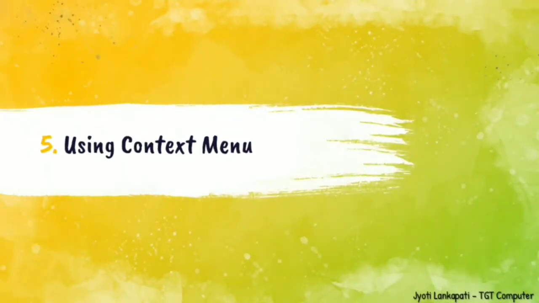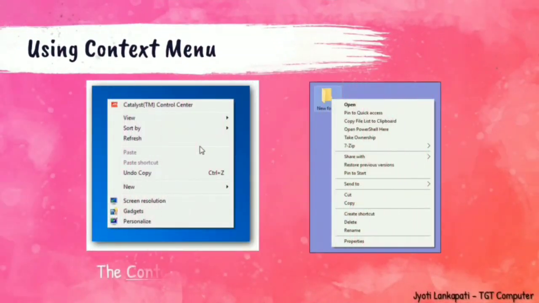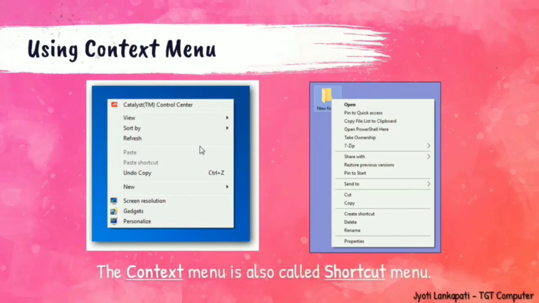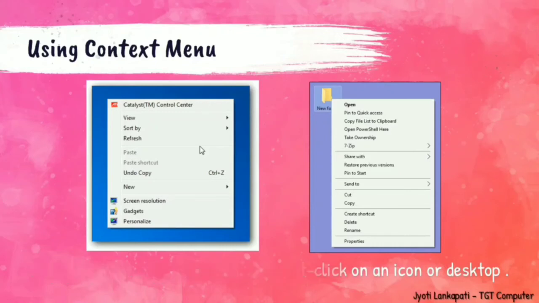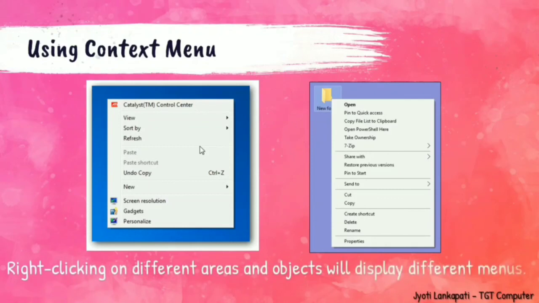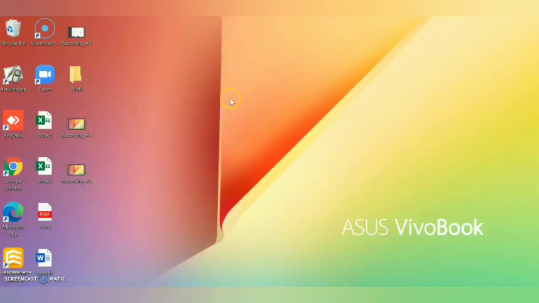Now let's see the next topic, using the context menu. What is the context menu? The context menu is also called the shortcut menu. Just remember in your mind, context menu is equal to shortcut menu. A pop-up menu appears when you right click on an icon or the desktop, as shown in the figure. Right clicking on different areas and objects will display different menus. If you want to open the shortcut menu, you just have to right click.